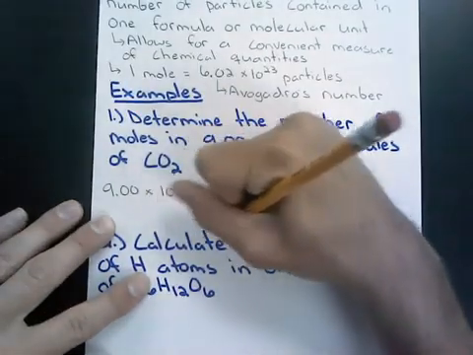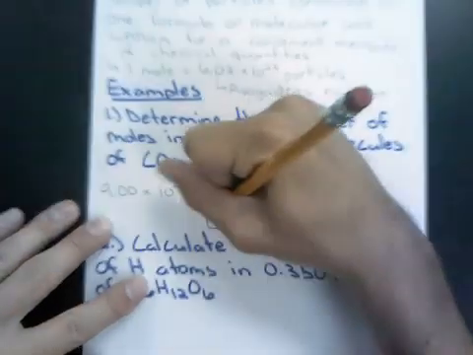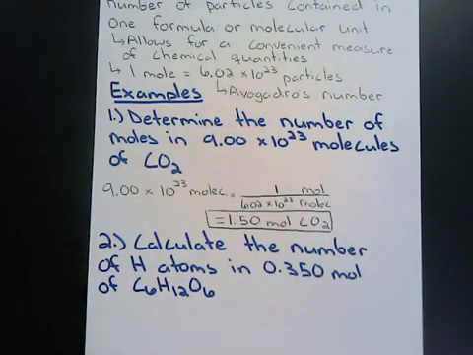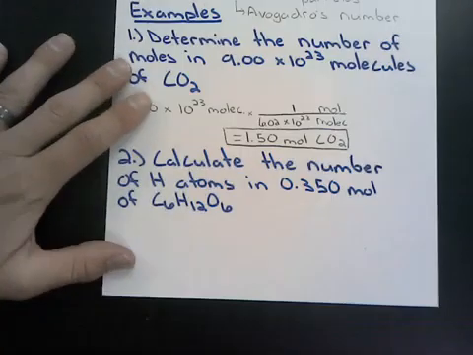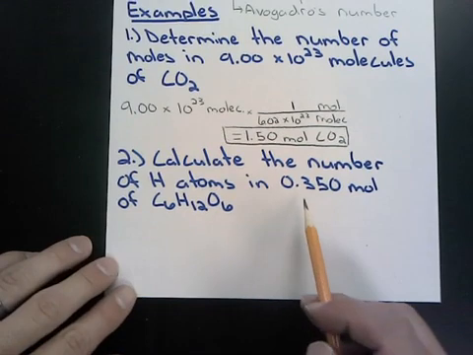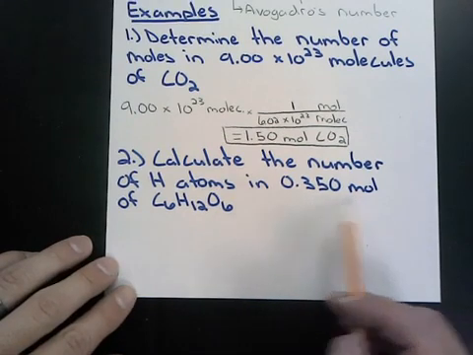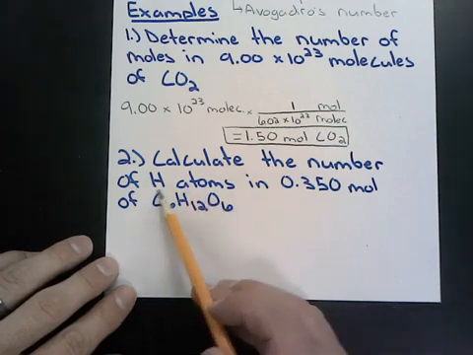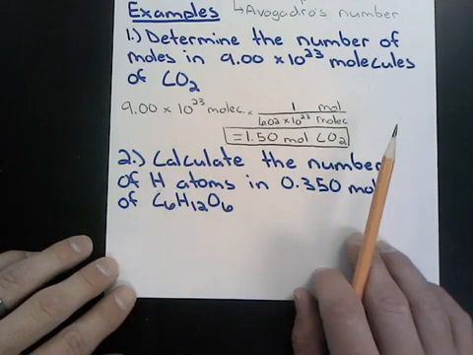Another important thing here is this. Yes, the number is important, but also, what substance are you dealing with? So we move down here. We can also go the reverse process. So we have 0.035 moles of our sugar here, and we want to know how many H atoms. So we actually have to go one step further.